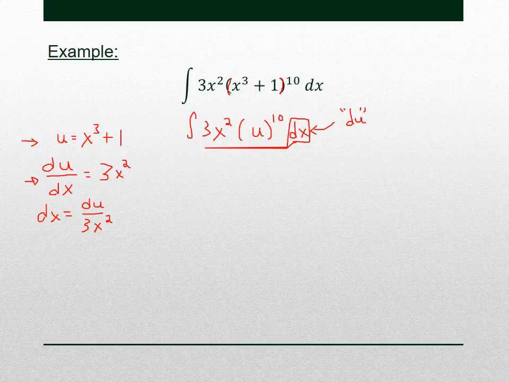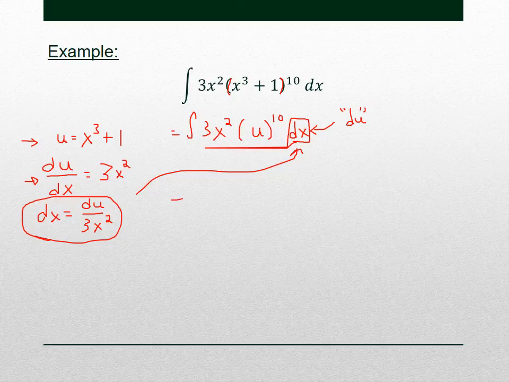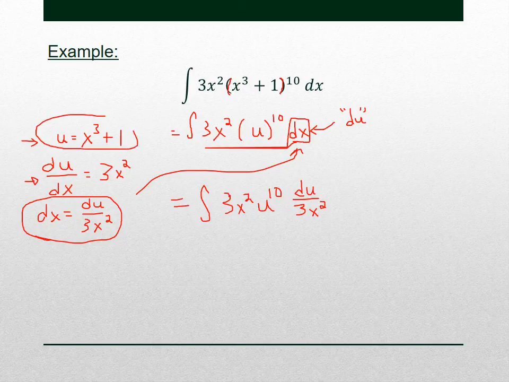So now what we can do is take this dx is du over 3x squared and substitute in for dx. So what do we get? Oops, I forgot an equal sign. All right, bring that along. The 3x squared out in the front doesn't go away. Can't change that. The u to the 10 is still there. But now instead of a dx, we're going to substitute in du over 3x squared. And again, that came from taking the derivative of this equation with respect to x.